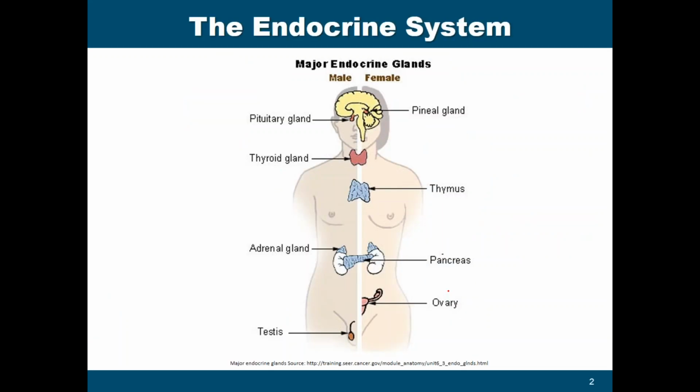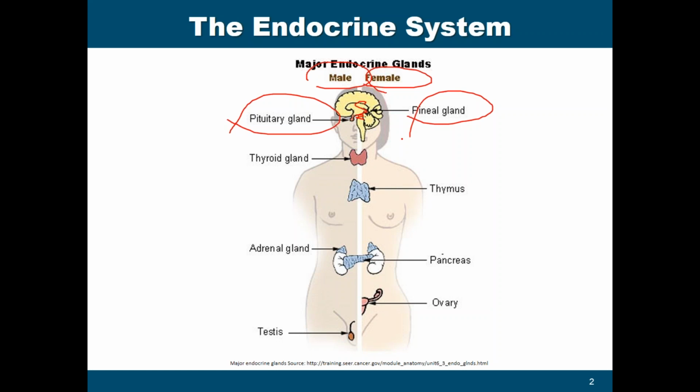So this is just an overview of the endocrine system and the related structures. As you can see, we have the picture that illustrates the endocrine glands found in the male and the female. You can see here that in the brain you have the pituitary gland and also the pineal gland. And somewhere also over here you can find the hypothalamus.